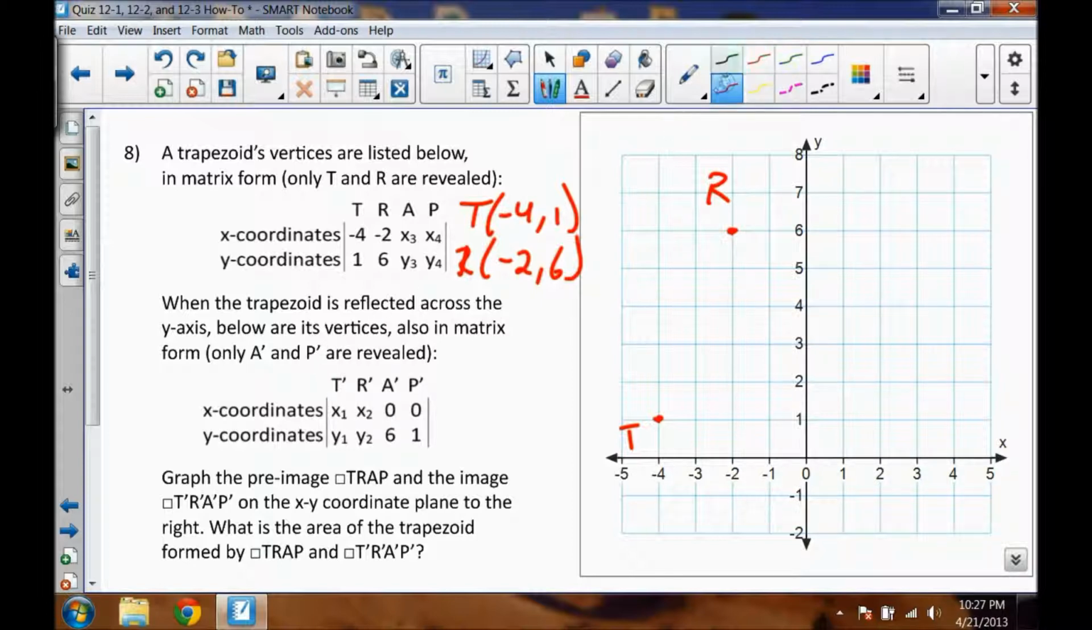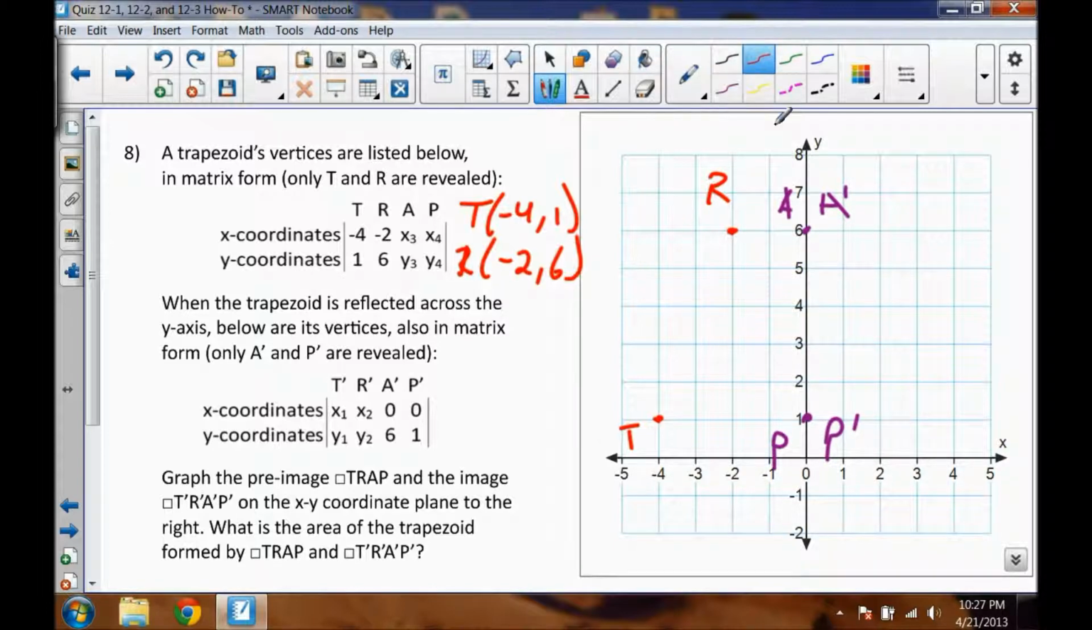When the trapezoid's reflected across the y-axis, below are its vertices, also listed in matrix form. So I gave you A prime. It's at 0, 6. And P prime is at 0, 1. Here's A prime, here's P prime. Now remember, I reflected across this axis. So think about where everything would be. Where would A be? Well, A would still be exactly where A prime is if it was reflected. Where would P be? P would be exactly where it is.